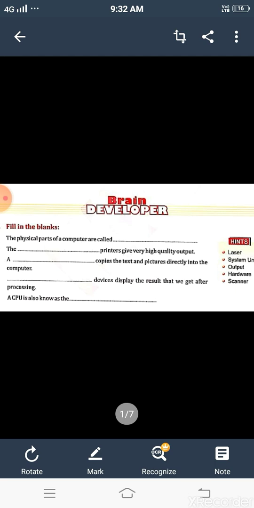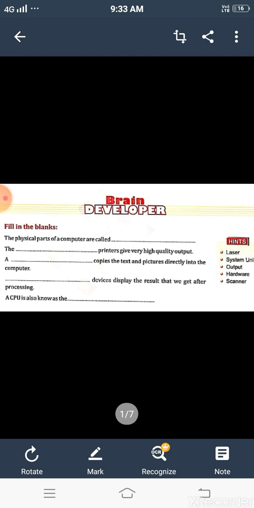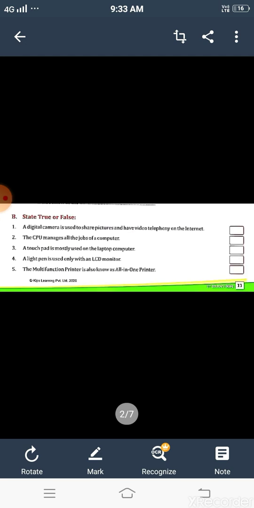Question number 3. A dash copies the text and pictures directly into the computer. Answer is scanner. Question number 4. Dash devices display the result that we get after processing. Answer is output. Question number 5. A CPU is also known as the dash. Answer is system unit. Now come to the second exercise, that is true or false.